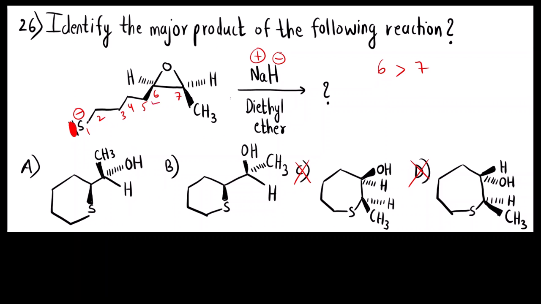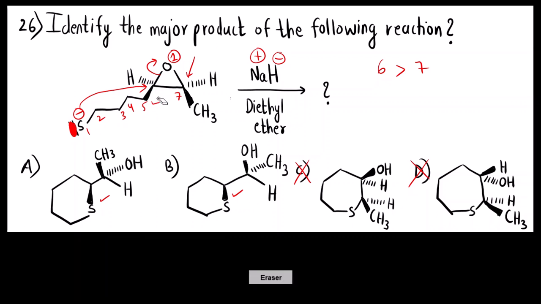So this is above the plane. So this will attack from here and this will open up. What we will get? We will get this six-membered ring is above the plane. Here it is above the plane, above the plane. Okay, now what we have to check is, we have to check this RS for this. Here, this is a chiral center, so this is going to be 1.